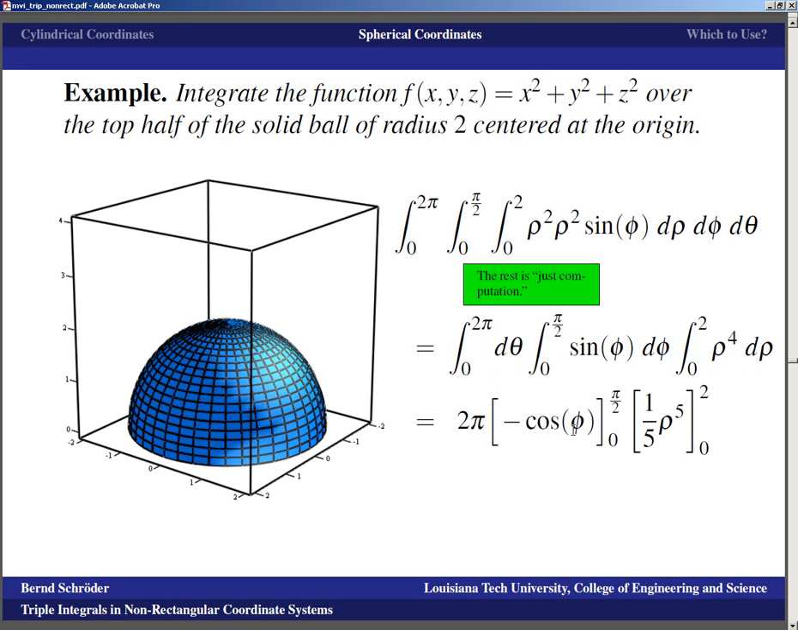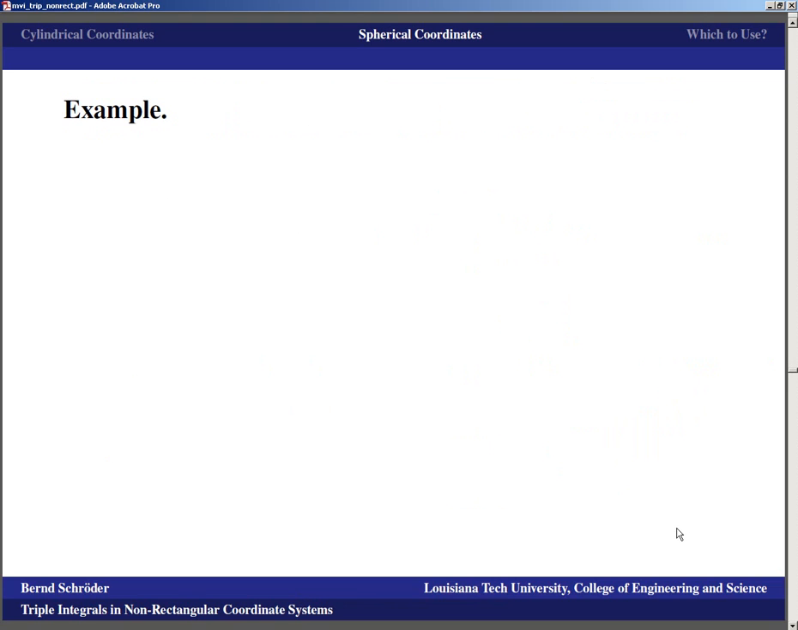This integral here, let's see, cosine of pi over 2 is 0, and cosine of 0 is 1, and so 0 minus -1 gives us a 1, and 2 to the 5th is 32, so we get 32/5 here minus 0 as the last one, so we end up with 2 pi times 1 times 32/5, which is 64/5 pi, and that's it for that computation, right? So we just look at the ball and visualize and then set up the integral.